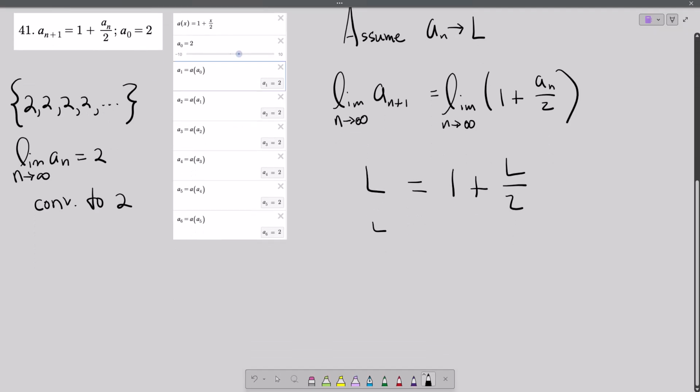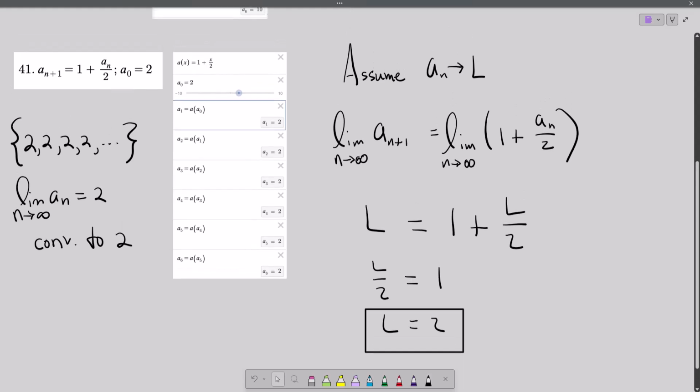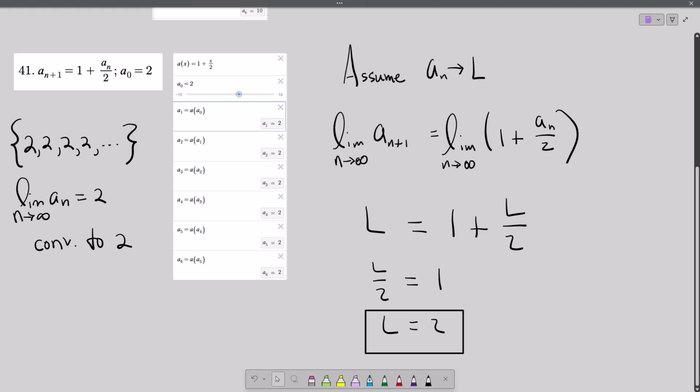Subtract the L over 2 to the left. We get that L is equal to 2, which we kind of already knew based on our data. We saw that it was just sort of repeating the 2. So if you have a recursive sequence that converges, you can use this clever little idea to find the limit if you can't see it from your data.